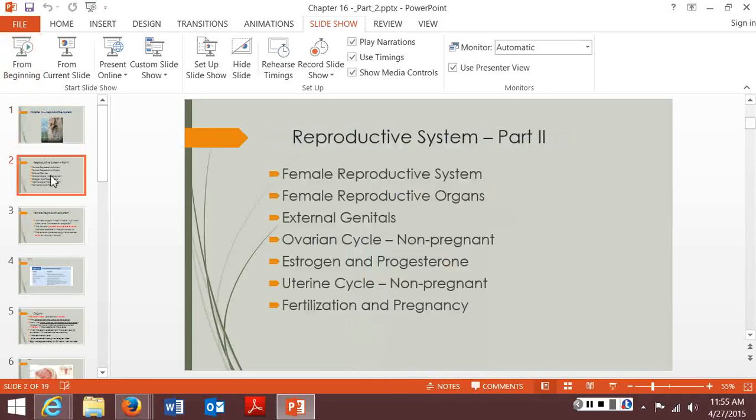Two of three parts for this chapter. In this section, we're going to be talking about the female reproductive system: the reproductive organs, external genitalia, the ovarian cycle for non-pregnant, ovarian cycle, estrogen and progesterone, the uterine cycle for the non-pregnant, and then also fertilization and pregnancy.